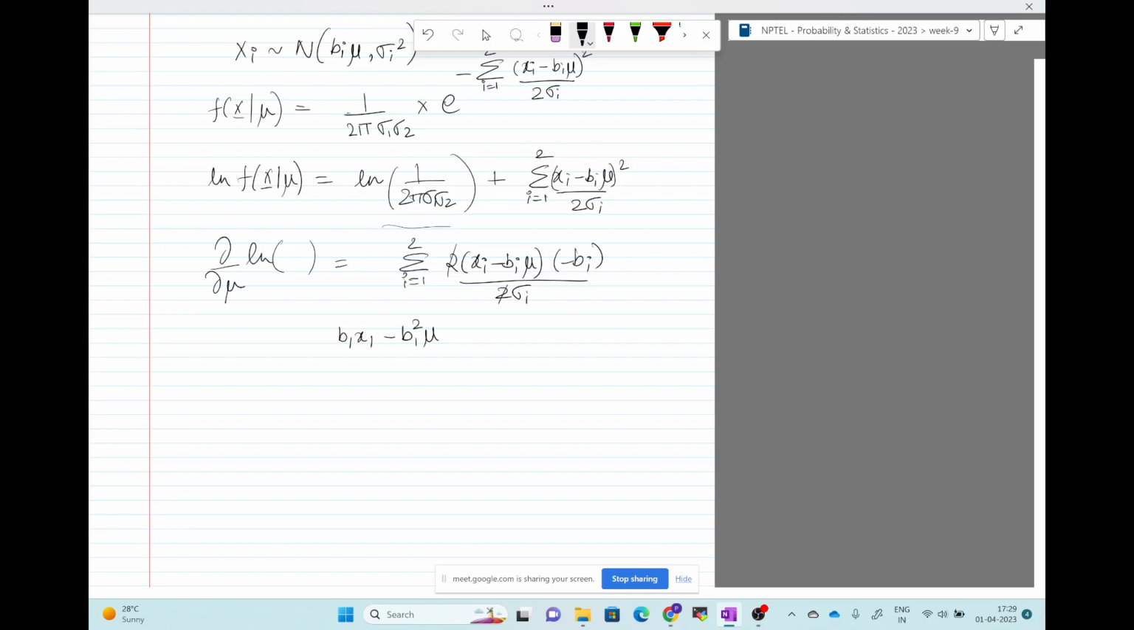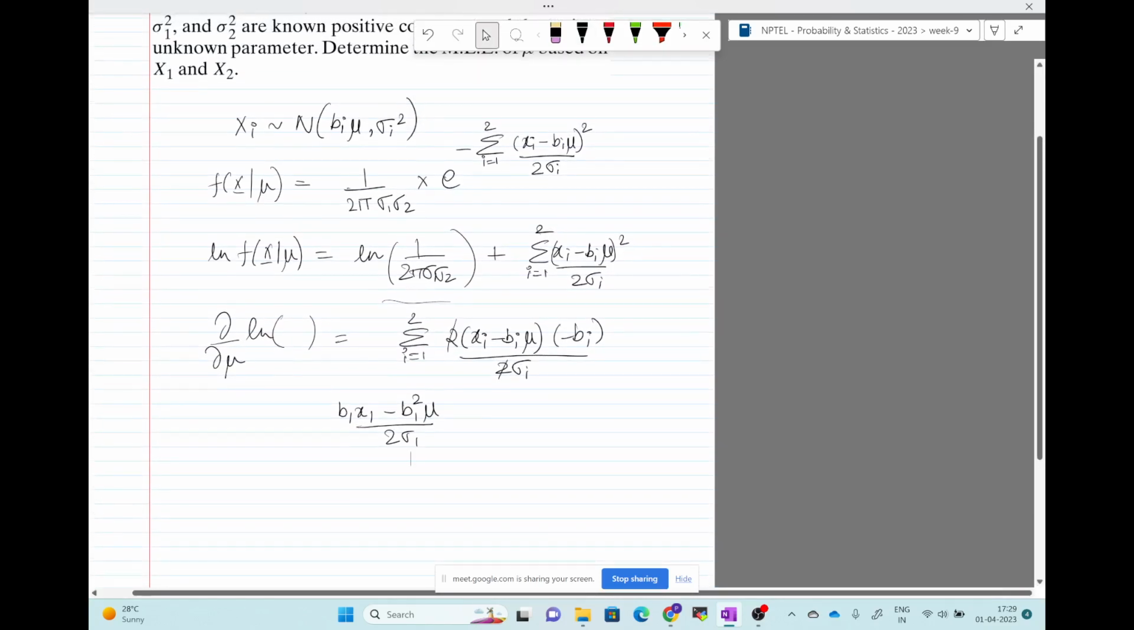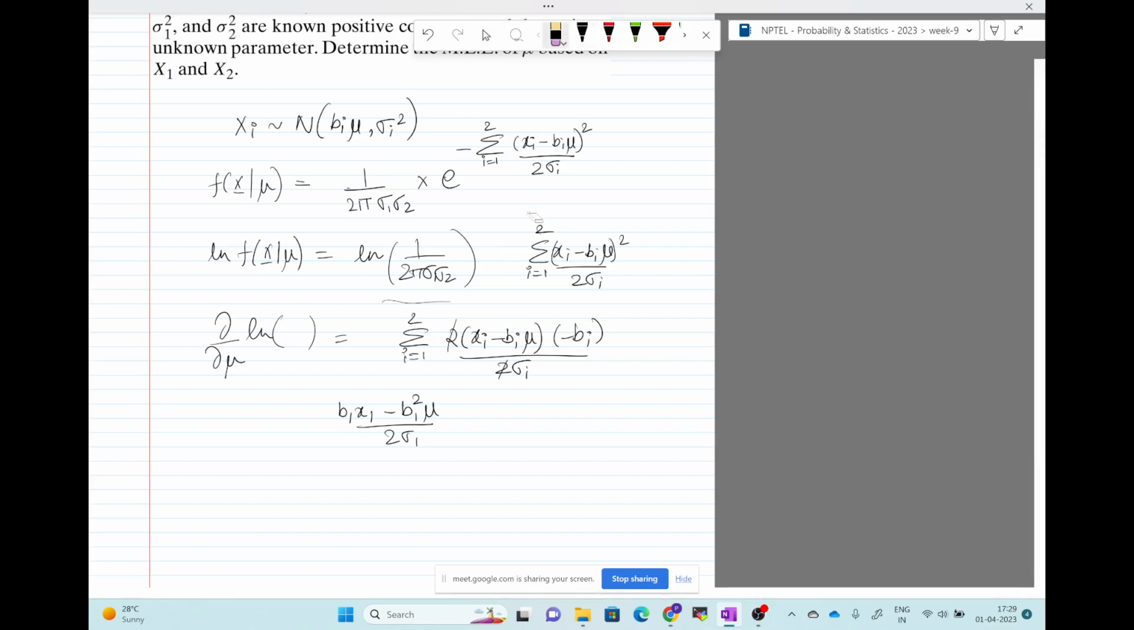Sir, in the ln of f(x) term, the second term should be minus n a, minus the summation i equals 1 to 2. Oh yeah, thanks. So yeah, the minus here will go.